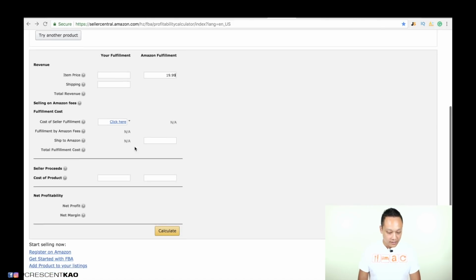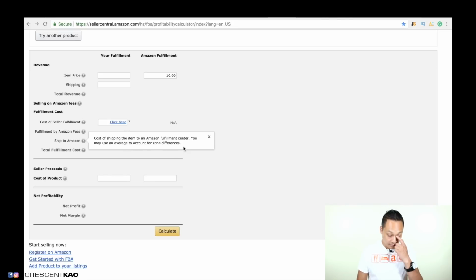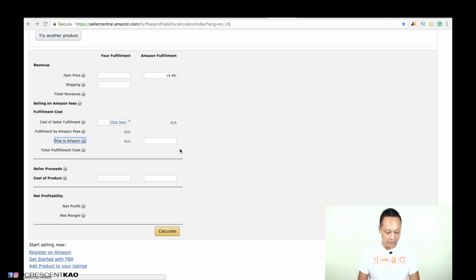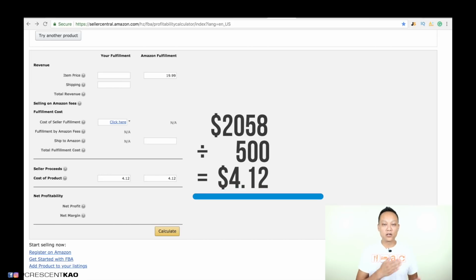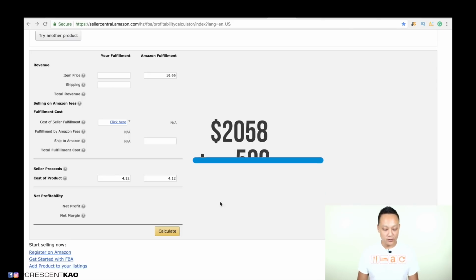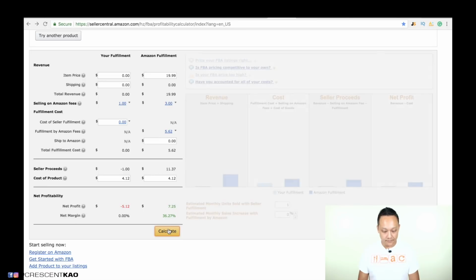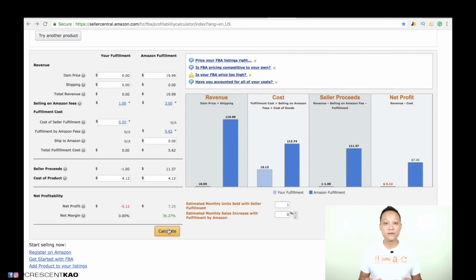So let's just assume that I'm going to sell the product for $19.99. Okay? And then the ship to Amazon is how much the shipping is going to cost from wherever you're shipping it to get to an Amazon warehouse. And we've already calculated that into our unit cost of $4.12. So we're going to leave this blank. And then the cost of the product is $4.12. It's all in. The cost of the unit for all the labeling, any special customization, stuff like that, including the shipping, is $4.12. And if you click calculate, this calculator is going to give you a breakdown of all your fees and what your profit is.